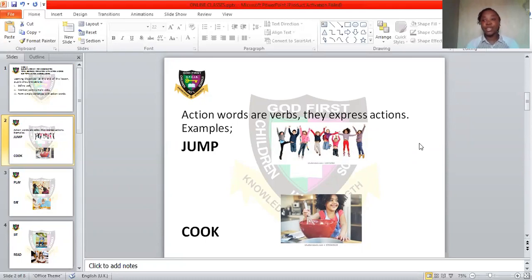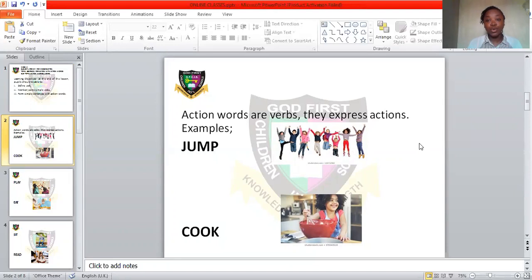For example, Madam is teaching right now and you are listening. Madam is teaching. The verb in what I'm doing is teach. The action I'm carrying out is I am teaching. And you are listening to Madam. The verb in what you are doing is listen. You are carrying out an action, and the action you're carrying out is you are listening. So the verb in the action you're carrying out is listen.